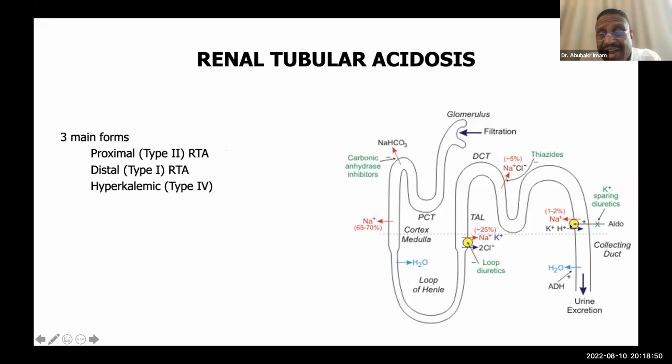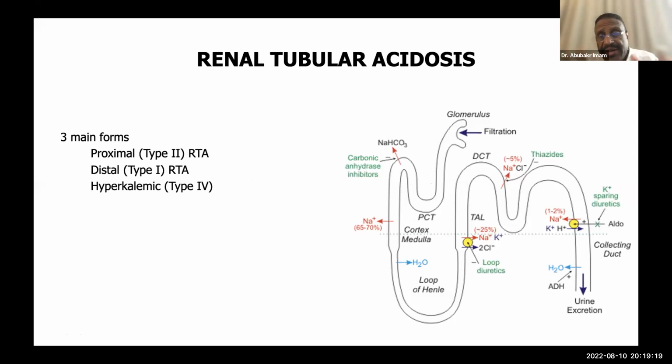Remember, the hydrogen ion transporter here is going to be affected, which, again, can be related to aldosterone or a defect in the hydrogen ion secretion. This is type 1. Or if you have an aldosterone effect, then it becomes type 4, because now potassium is also affected.